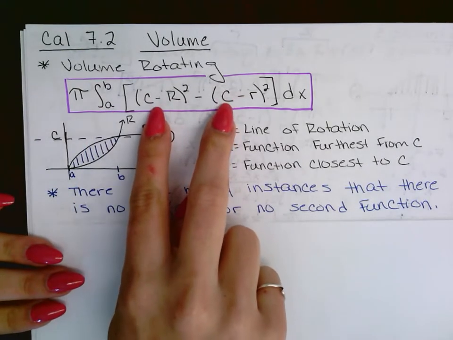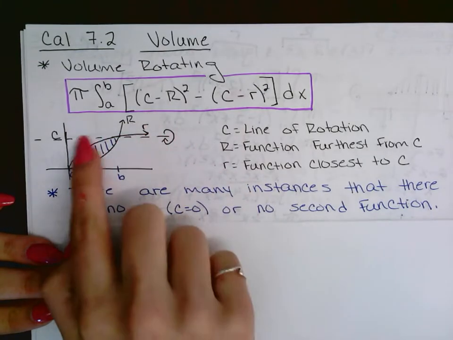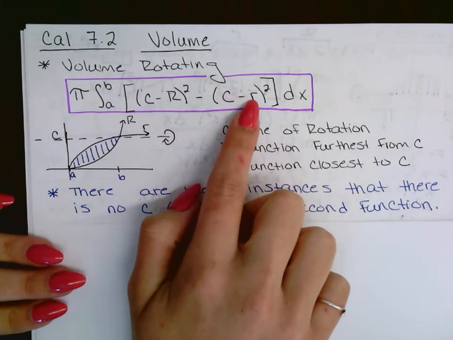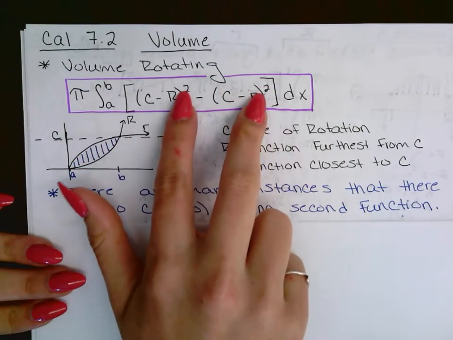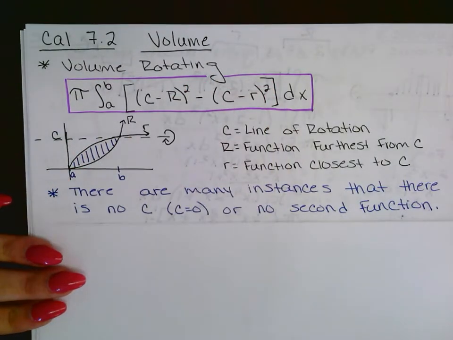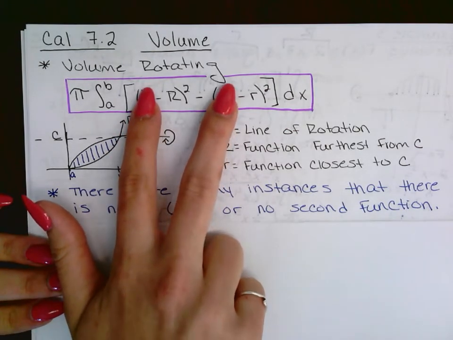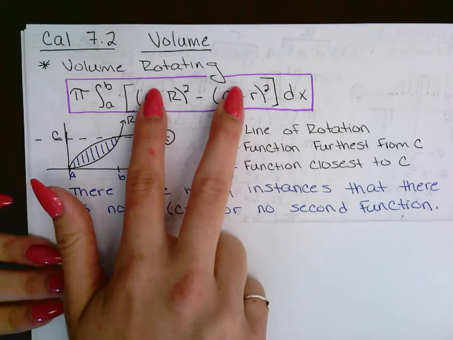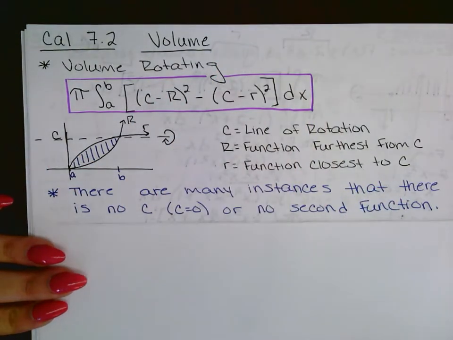C is the line that we are rotating around. Capital R is the function furthest from what we're rotating around, and lowercase r is the function closest to the line of rotation. And there's a squared on both of those, okay? Remember, if we are rotating around an axis, x or y equals 0, then this disappears with the negative. And if there's only one function, then this whole second part disappears, okay?